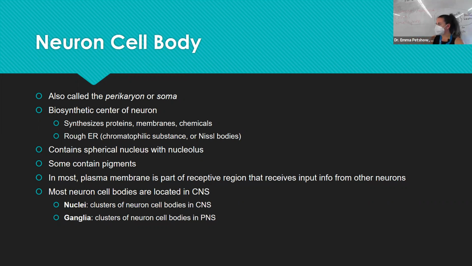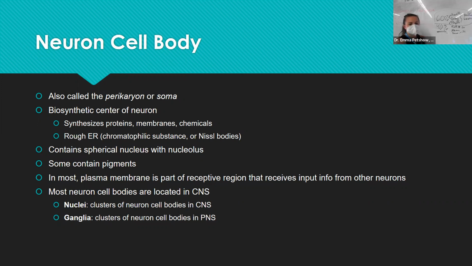Most neuronal cell bodies, not all, but most, are located in the central nervous system. When they're located in the CNS in a cluster, they're called nuclei. When they're located in the peripheral nervous system, they're called ganglia. So if you hear talking about ganglia, that's going to be outside of your central nervous system, in your peripheral nervous system. So either somatic or autonomic.